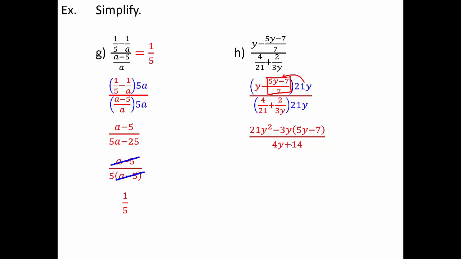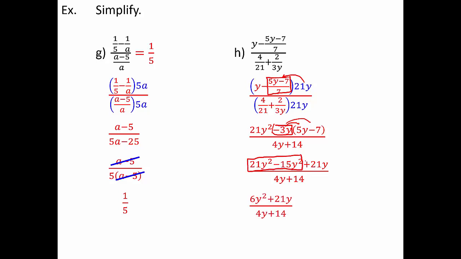So the bottom's mostly cleaned up, but we still have some work to do on the numerator. So let's distribute that negative 3y. Again, it is a negative 3y, not just 3y. So distributing that, I'm going to get a negative 15y squared and a positive 21y. Notice I have a y squared, I have a y squared, which means I can combine these two terms right here. 21y squared minus 15y squared, that's going to give me 6y squared, bringing everything else down for the right.